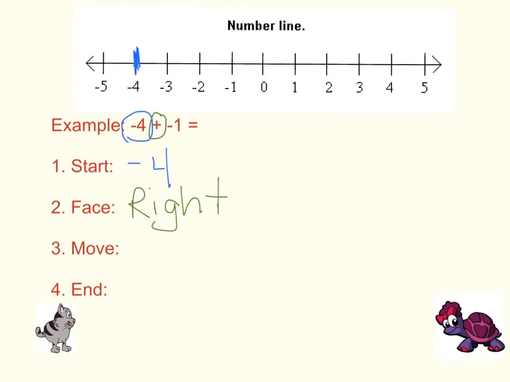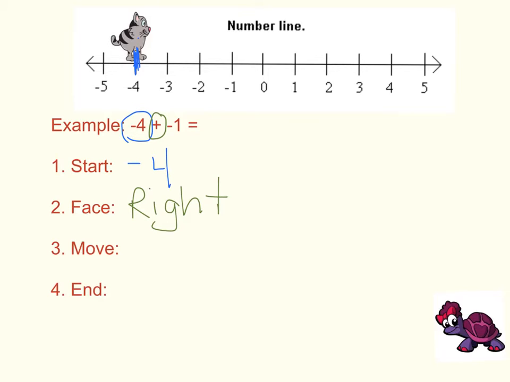And I'm going to use my cat, because he is facing to the right. So he's on -4, facing to the right. Now we need to decide how we're going to move.